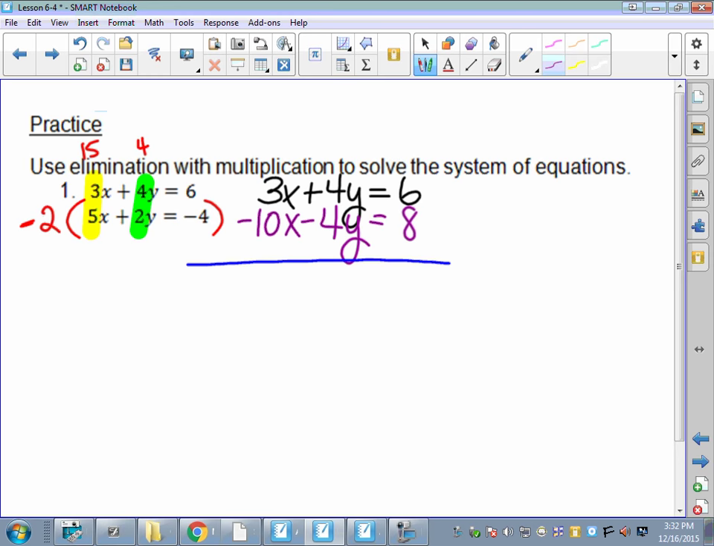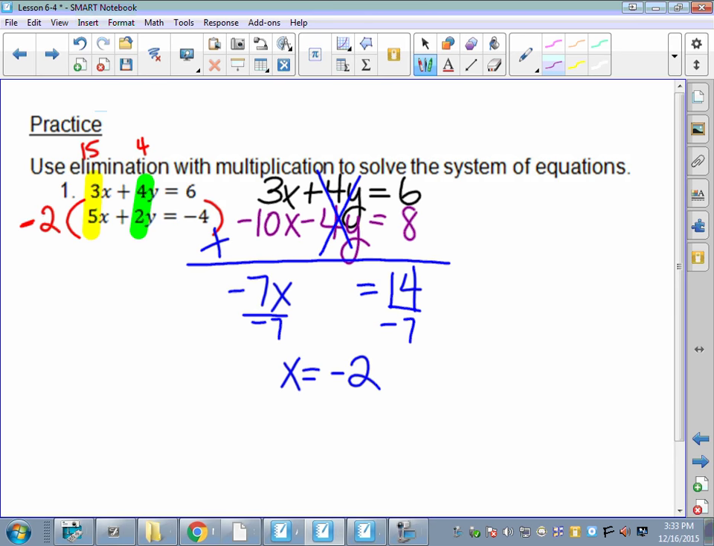Now we're going to just put a big old plus, add those guys together. 3x plus a -10x is going to give you a -7x. The y's cancel out because 4y plus a -4y is no y's left. So we've just eliminated the y's by doing this. Bring your equal sign down, and 6 plus 8 is 14. Super simple one-step equation to do. So divide both sides by -7 and you end up with x is -2.